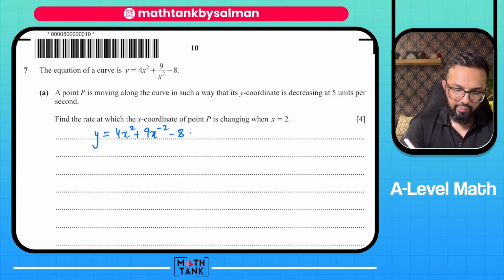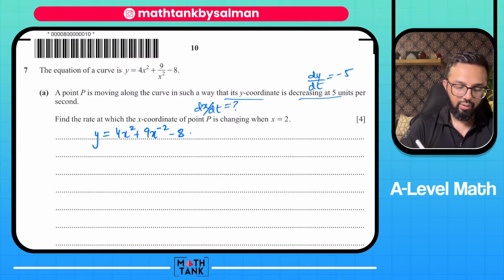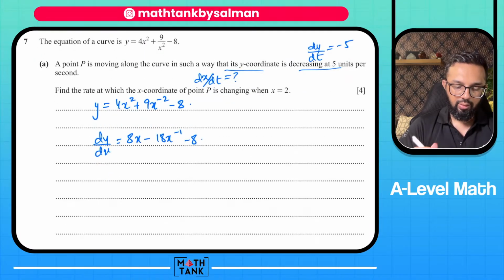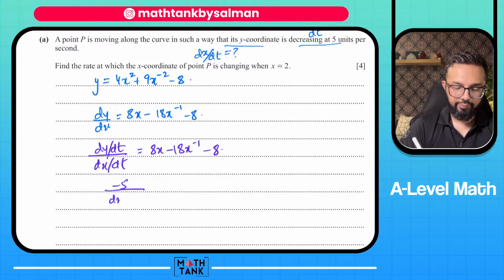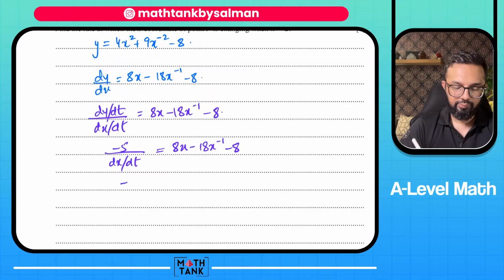A point P is moving along the curve in such a way that y coordinate is decreasing at 5 units per second. So dy by dt is minus 5. Find the rate at which the x coordinate of P is changing. So I'm asking you for dx by dt. So dy by dx is 8x minus 18x power minus 1 minus 8. Dy by dt divided by dx by dt. So minus 5. So that's dx by dt.